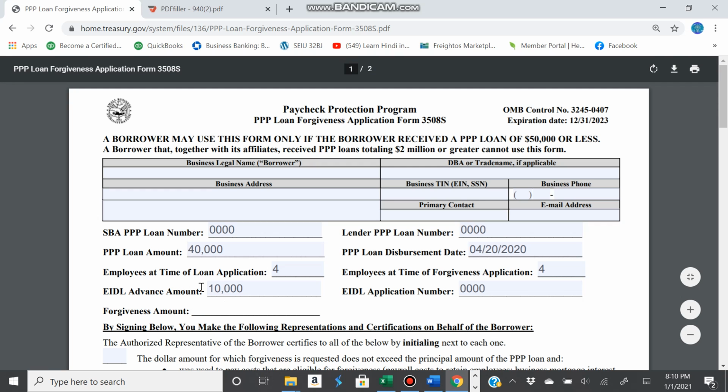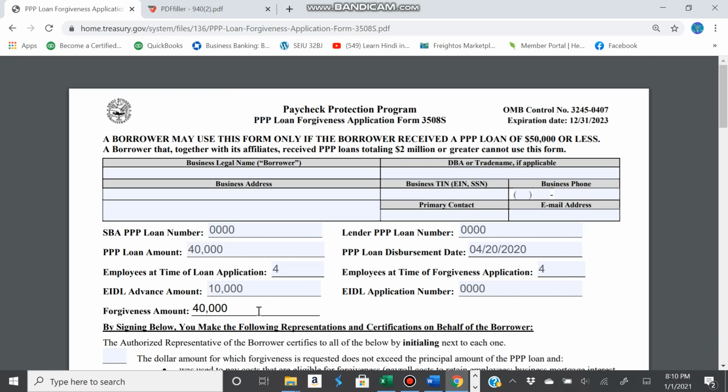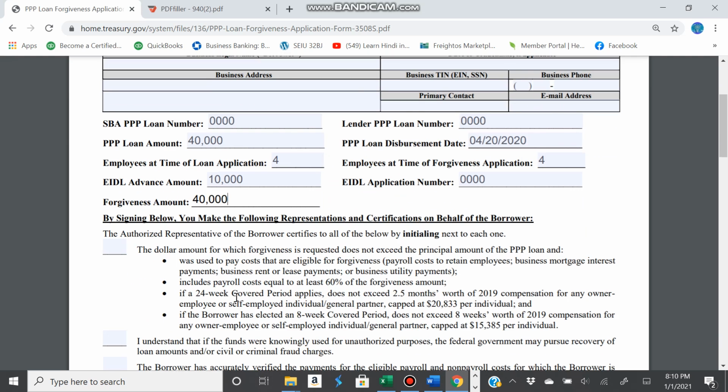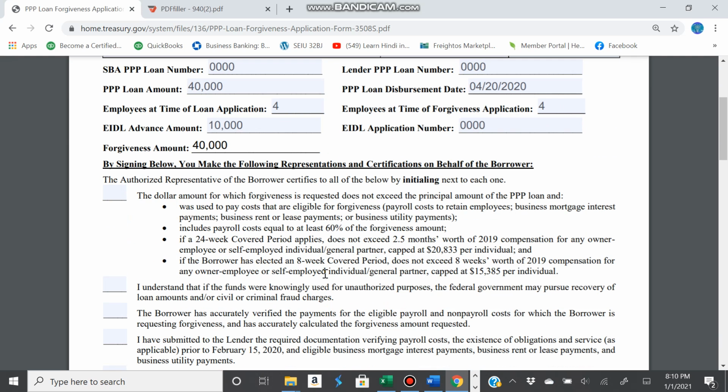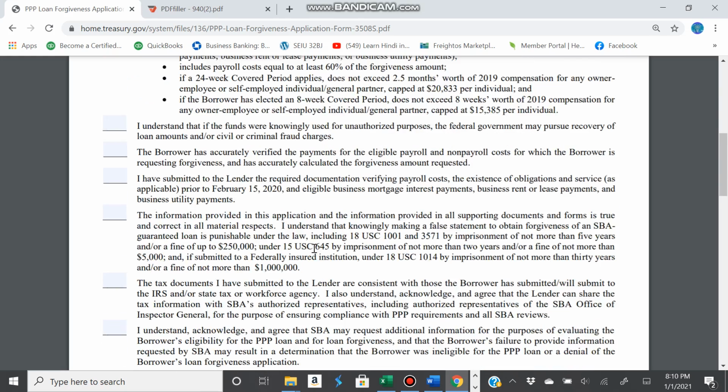But we are not going to put a difference here. We are going to maintain our total amount, which is $40,000. So bear in mind, whatever the amount is that you receive as EIDL will be subtracted from the total loan that you received. Okay? Next step, by signing below, you have a lot of information here.